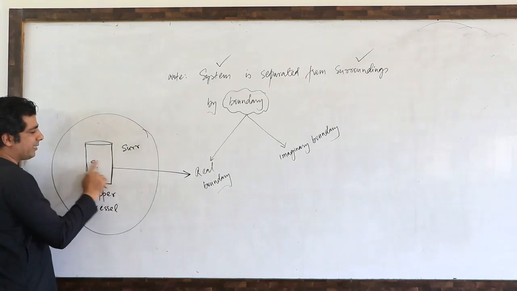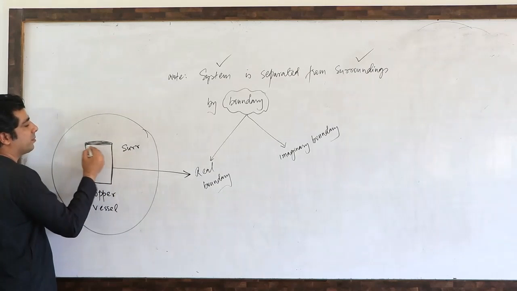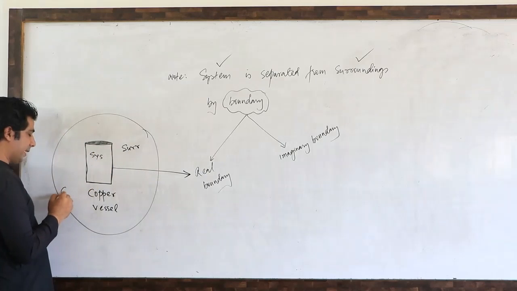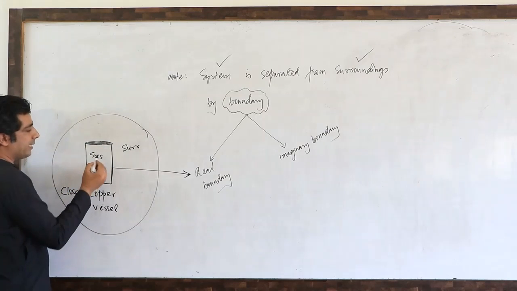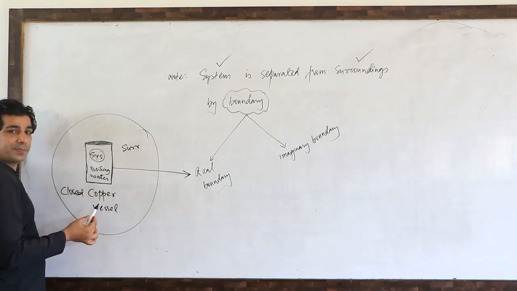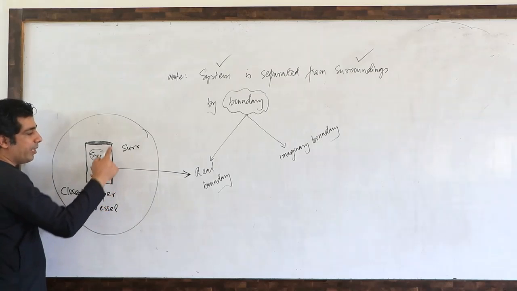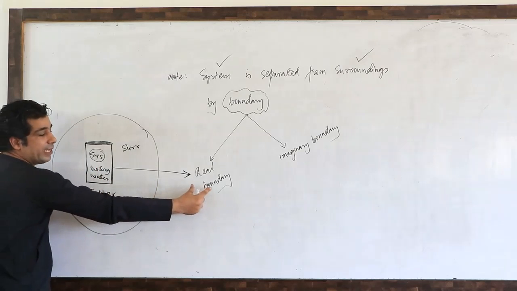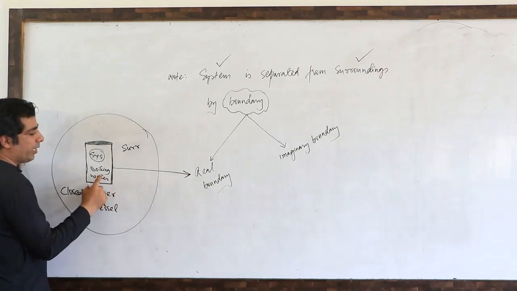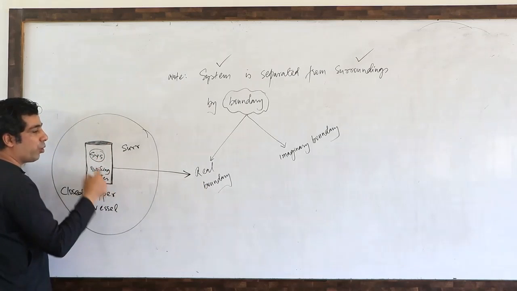Let us suppose inside this particular copper vessel, let's suppose it's a closed copper vessel, inside this we have boiling water. So boiling water is nothing but a system, correct? And this is the boundary, and this boundary is basically made up of copper only because it's a copper vessel. So this is the copper boundary here, and this is a real boundary, my dear friends. Boiling water is your system, this is the boundary, and this boundary is a real boundary because it's made up of copper, correct?